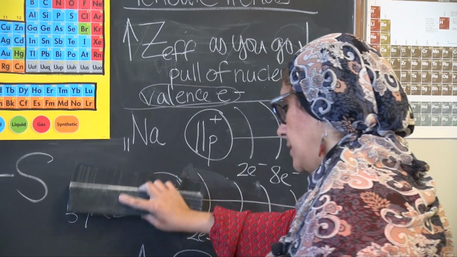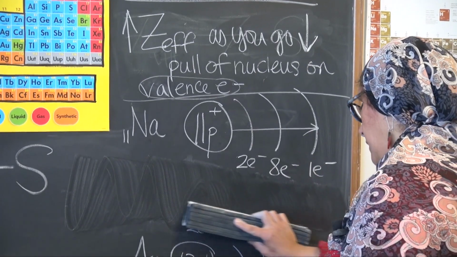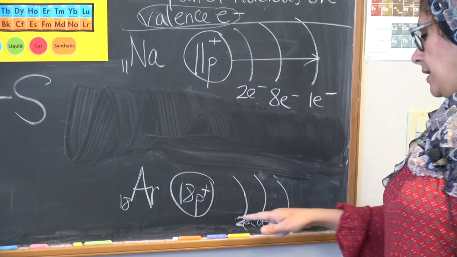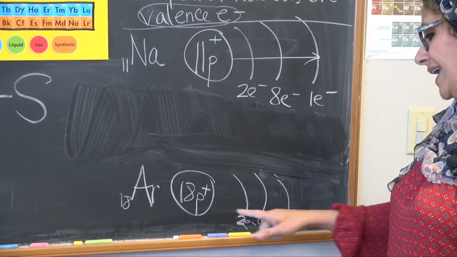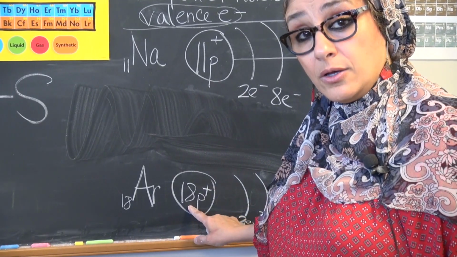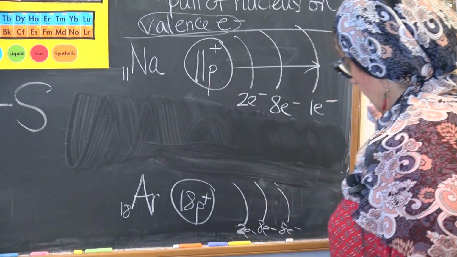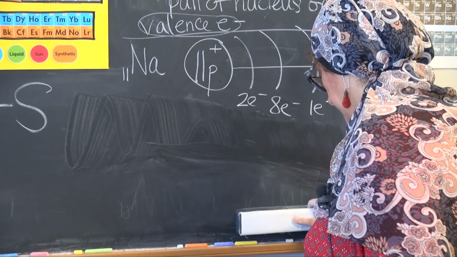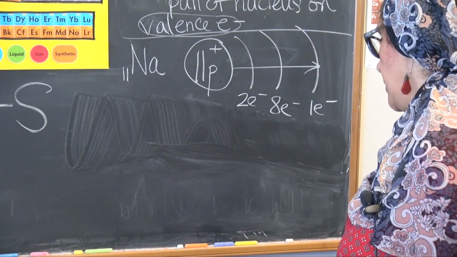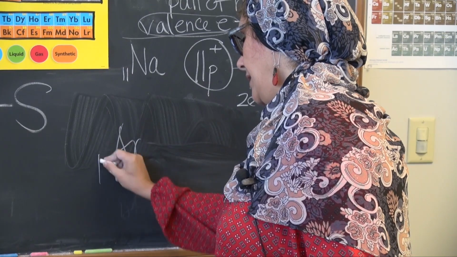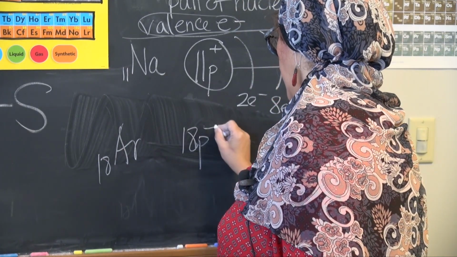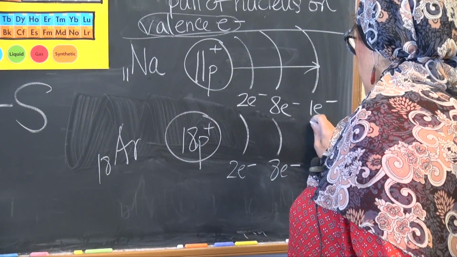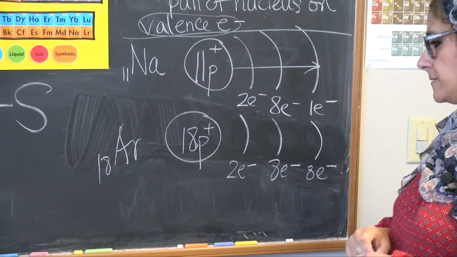Now, if we compare atoms in the same period, so let's pick the 3rd period. I have here represented sodium, which we've already looked at, and now we're looking at argon. Argon has 18 protons. Sodium had 11. And the shells, let me draw this again so it's a little bit closer and easier to read. So we're going to look at argon. There are 18 protons. First shell, 2 electrons. Second shell, 8 electrons. Third shell, 8 electrons. 18, right?